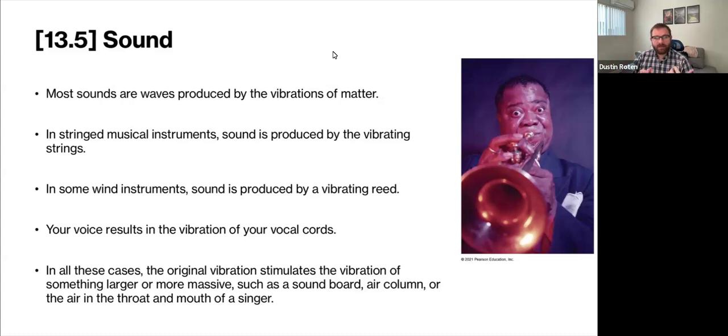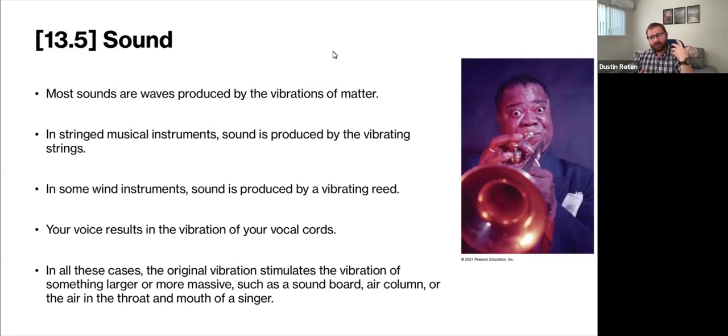In some wind instruments, sound is produced by a vibrating reed. The reed is what you would put up against your mouth, and as you blow air into it, the vibrating reed is where you get your sound from. Of course, your voice. What you hear come out of someone's mouth is just the result of air vibrating inside their vocal cords. So their vocal cords are vibrating.